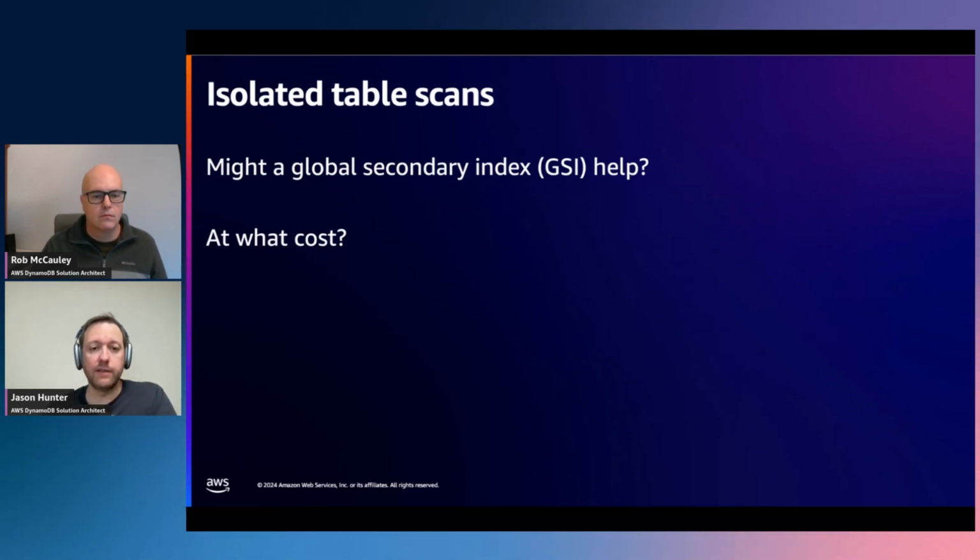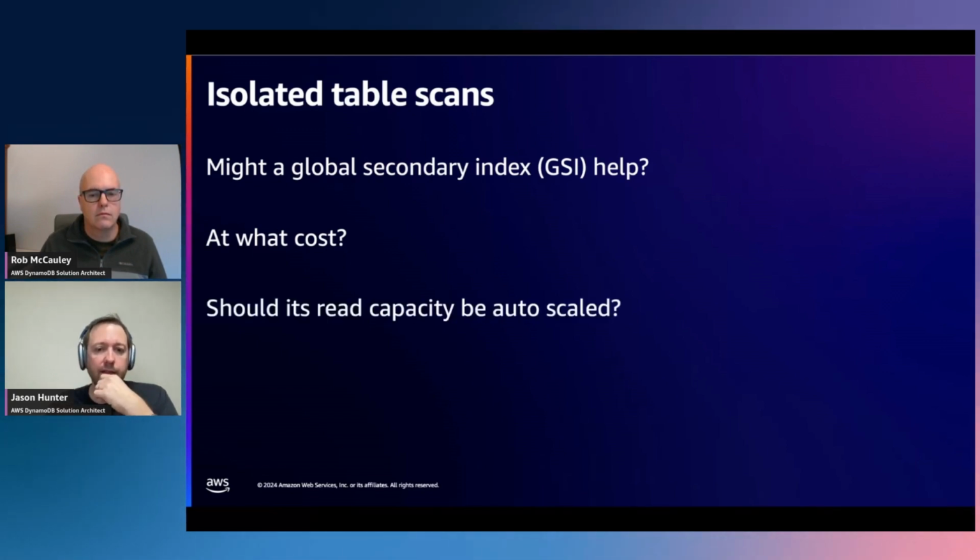The downside of the GSI is it copies your data. It's like a shadow table that replicates from the base table. So you've got another storage bucket, you've got more writes, and then you've got the reads that can go against it. So it's not something you want to do lightly, but it's good to understand that this kind of thing is possible.